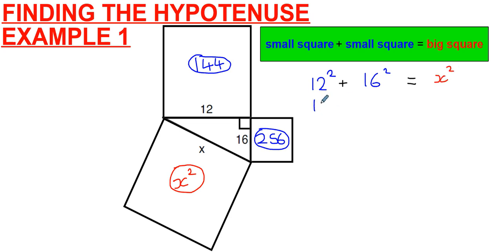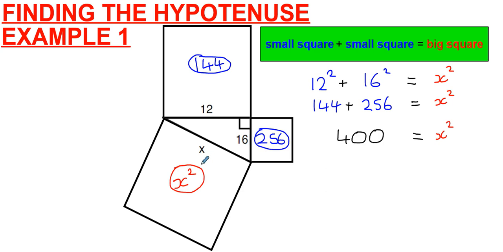So 12 squared is 144, 16 squared is 256. And that will together equal the big square, the x squared, if you like. The next thing is to literally just add together these two squares. So 144 plus 256. And so with a calculator, or without, you should find that these two added together give us 400. And so 400 equals x squared.